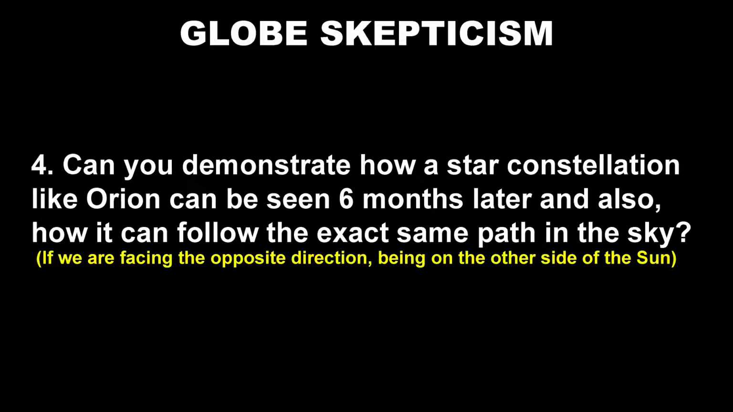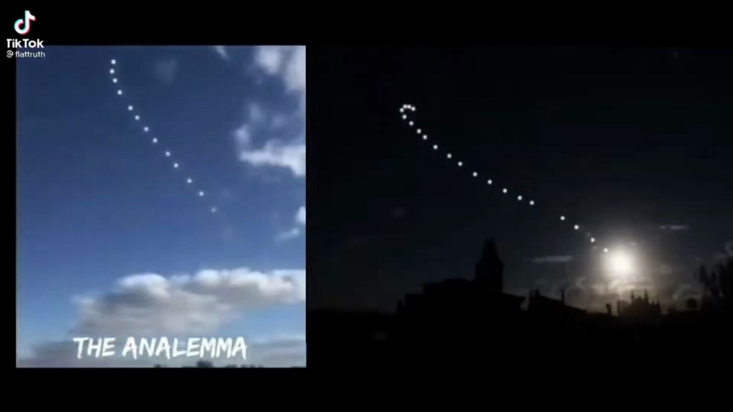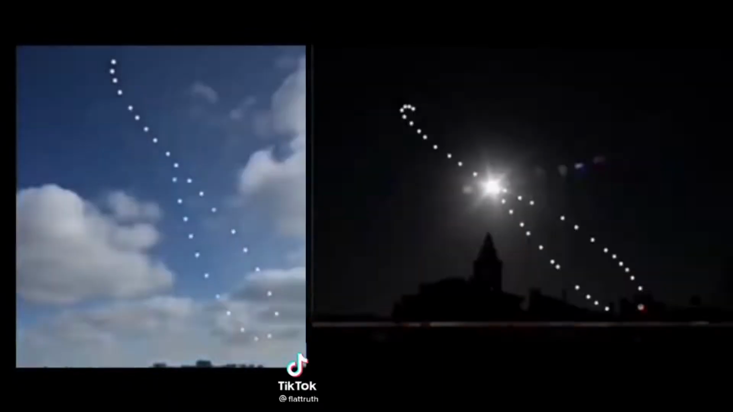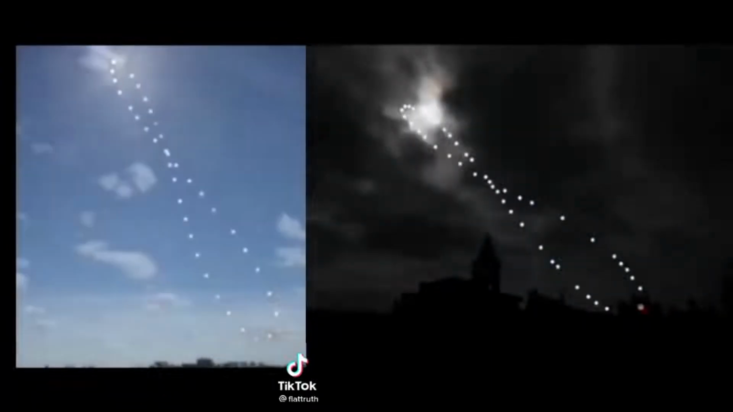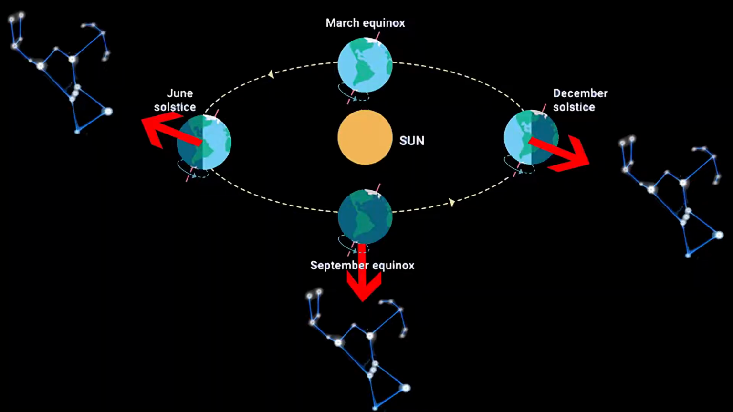Can you demonstrate how a star constellation like Orion, which is above the equator, can be seen 6 months later, and also how it can follow the exact same path in the sky? Supposedly we're facing the opposite direction 6 months later, being on the other side of the sun. Now, we can see every month the moon makes an analemma, and every year the sun makes an analemma, which is a figure 8 in the sky. This is because it changes position in our sky, which you'd expect the stars to do if we're 6 months later on the other side of the sun, looking in a completely different direction.